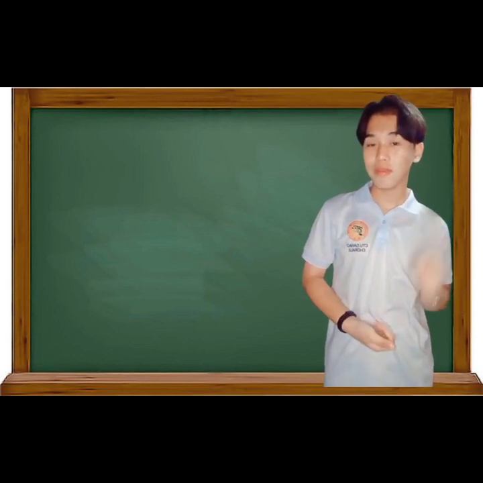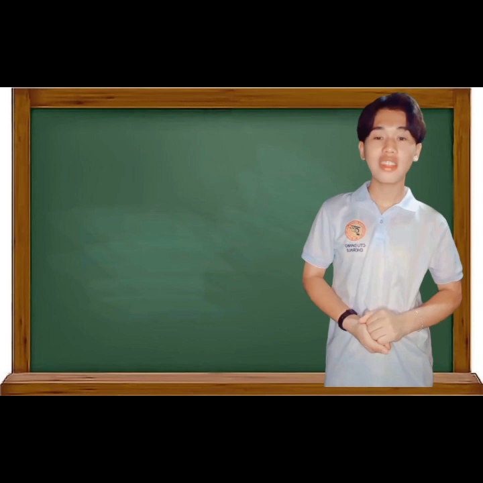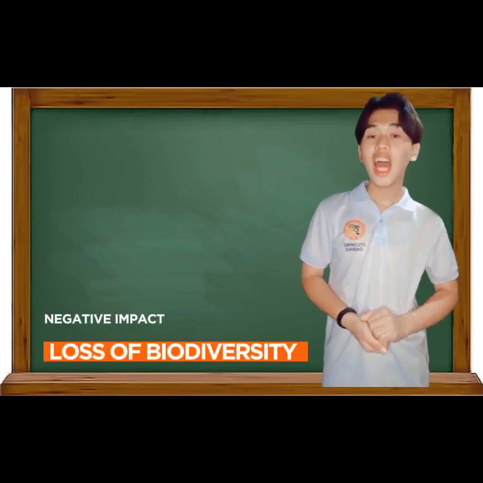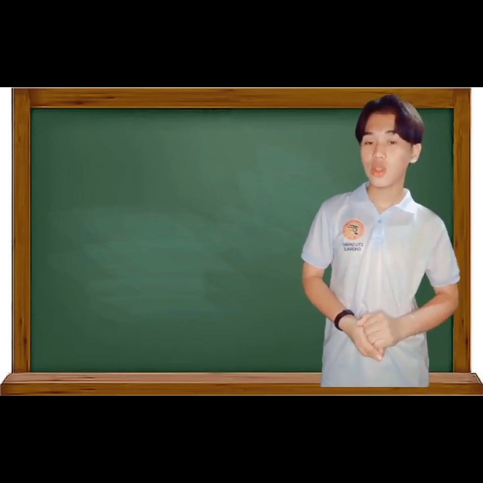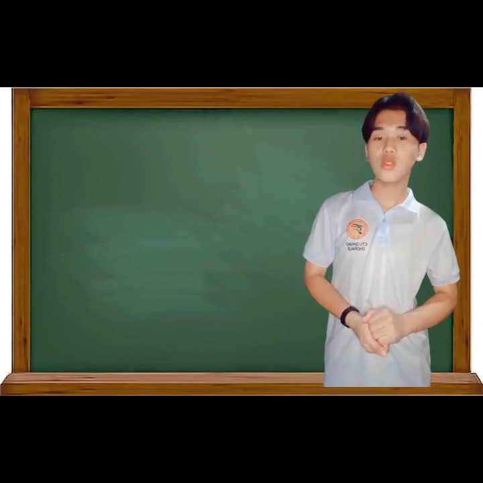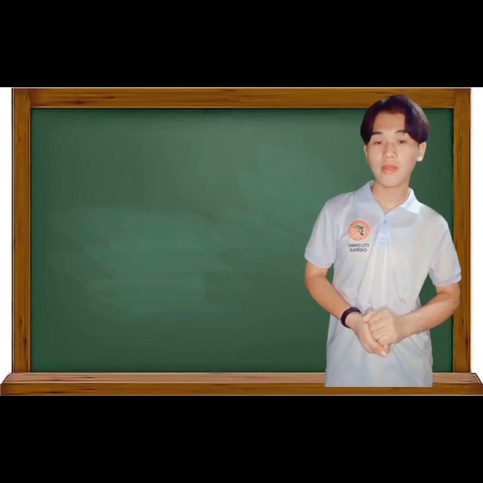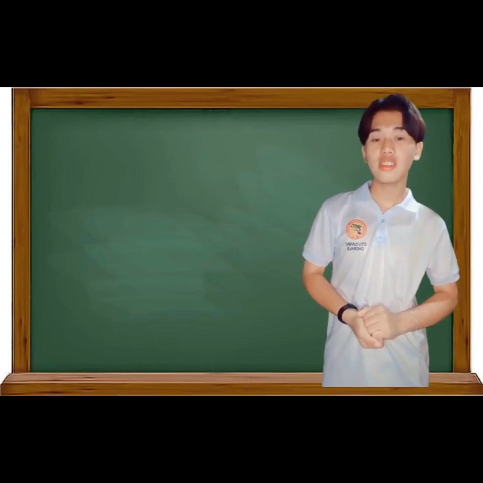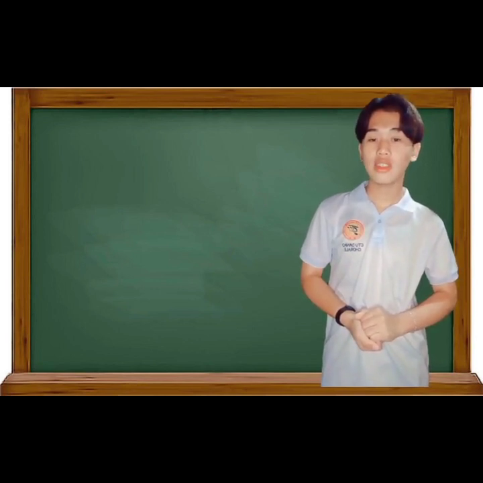Then the negative impact of animal species extinction is a loss of biodiversity. Every animal species has a unique role in the ecosystem. When a species goes extinct, it disrupts its delicate web of interaction, leading to a loss of biodiversity by reducing the resilience of the ecosystem to future changes.